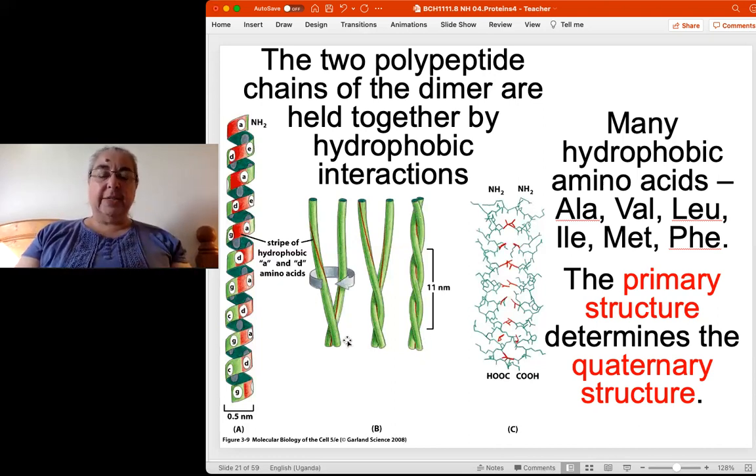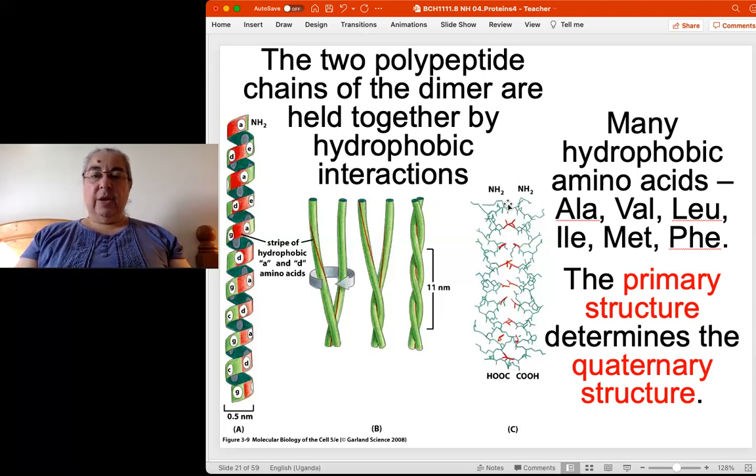Okay, can you see that? So hydrophobic interactions, trying to get away from water, make the most stable form of the protein one where water is excluded from contact with the hydrophobic residues. That means that one of these chains of alpha helix wraps around the other in the coiled coil.